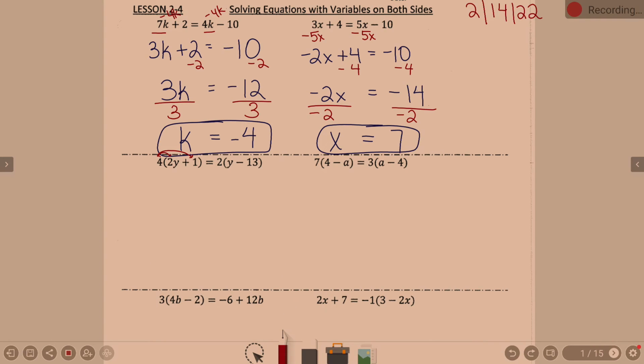Okay, so 4 times 2y is 8y. And then you carry down the plus, but it doesn't stay 1. If I'm distributing this 4, 4 times 1 is 4.